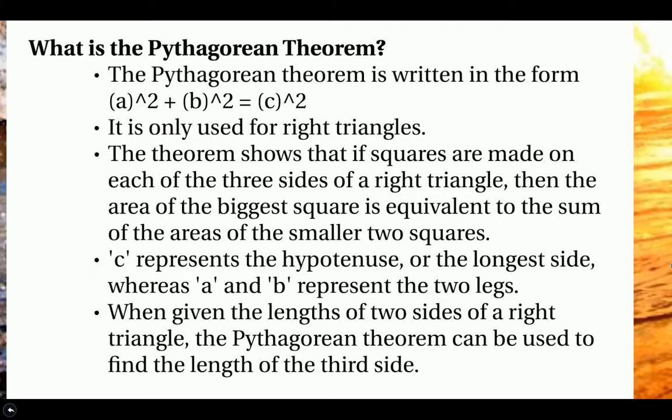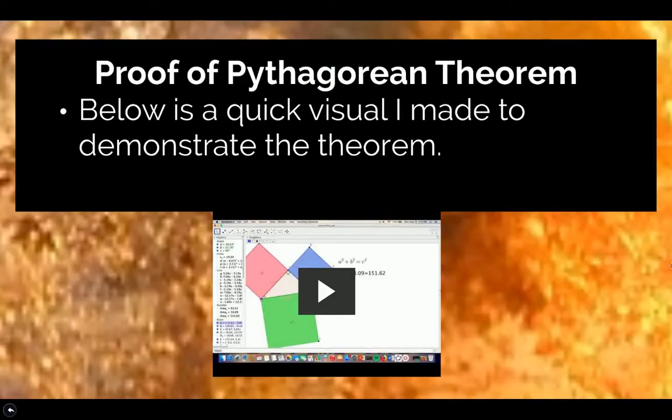When given the lengths of two sides of a right triangle, the Pythagorean theorem can be used to find the length of the third side. I did a proof of the Pythagorean theorem on GeoGebra. Below is just a quick visual of the end product of the theorem.